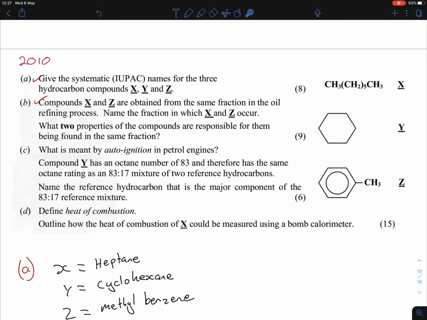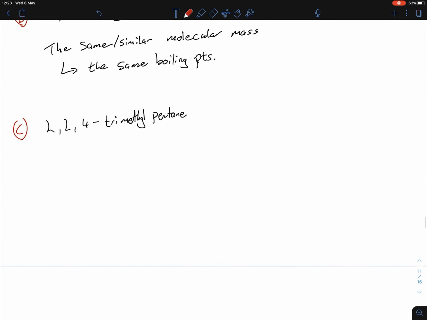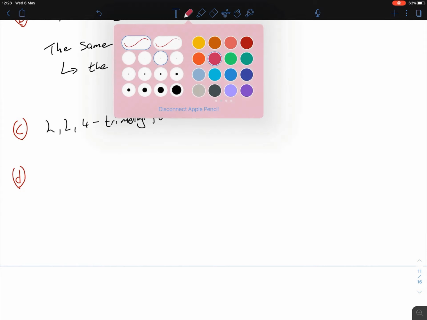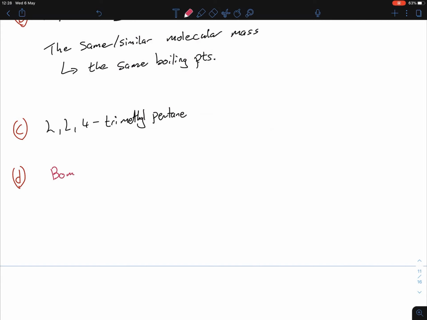Next, define heat of combustion. We're not going to do that now. That's just a definition. And then the next one was outline how the heat of combustion of X can be measured using a bomb calorimeter. We're actually going to do this one because this is the only time I've ever seen this one come up in exams. So let's go for D, and it's our bomb calorimeter.